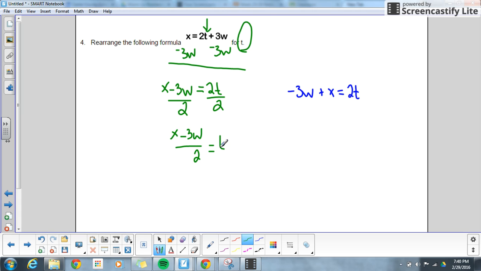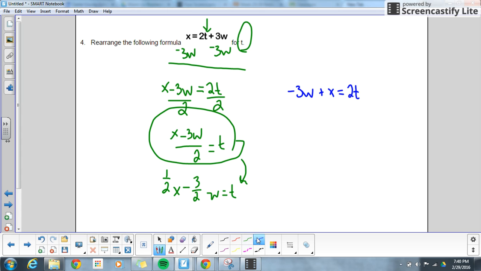Now, if that were able to be simplified, like 3 divided by 2, then I would want to go ahead and simplify that, but I can't, so we're going to leave it like that. The other way you could write it is 1/2 x minus 3/2 w is equal to t. Now, I would probably leave it like this, okay? But these are equivalent. And again, very similarly, we could divide both sides of this equation by 2, and we would get negative 3w plus x, all of that divided by 2, is equal to t.